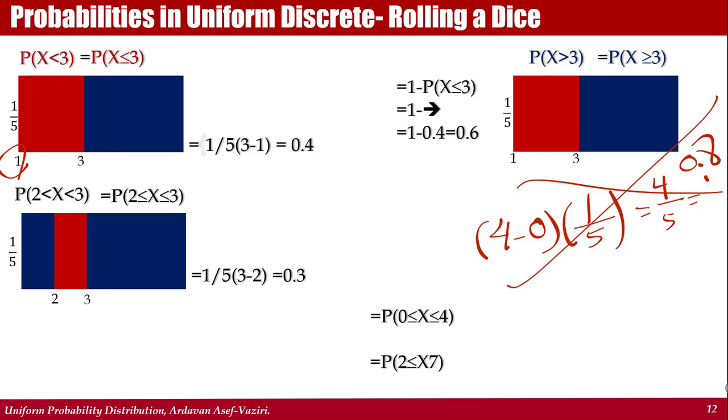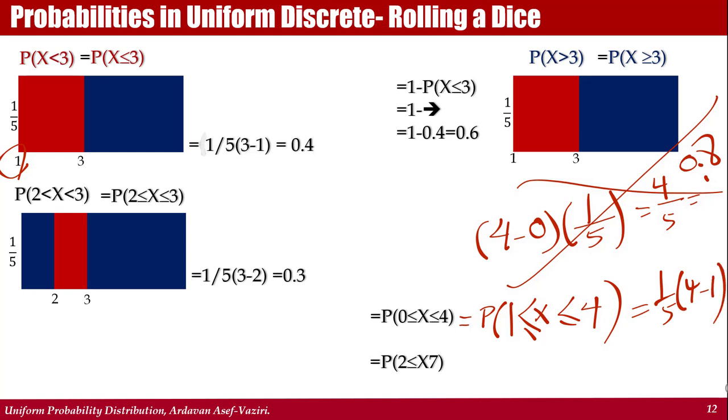Therefore, probability of x less than or equal to 4 and greater than or equal to 0 is equal to probability of x less than or equal to 4 but greater than or equal to 1. And that is 1 over 5 times 4 minus 1, not 4 minus 0.